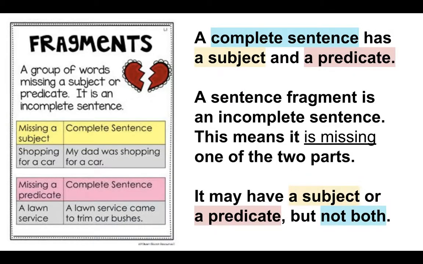A complete sentence has a subject and a predicate. A sentence fragment is an incomplete sentence. This means it's missing one of those two parts. It may have a subject or a predicate, but not both. When it has both, it is a complete sentence and therefore not considered a fragment.